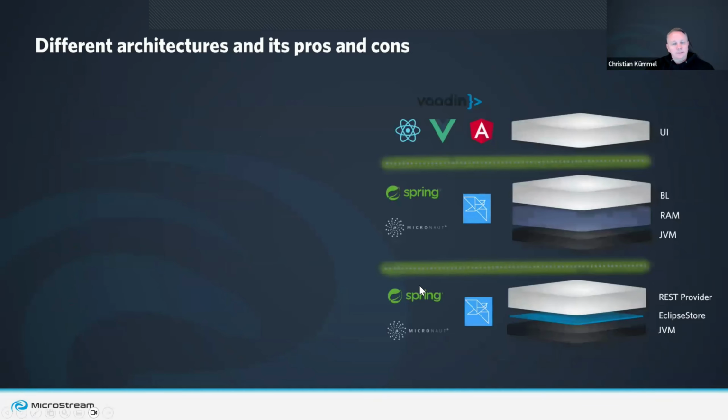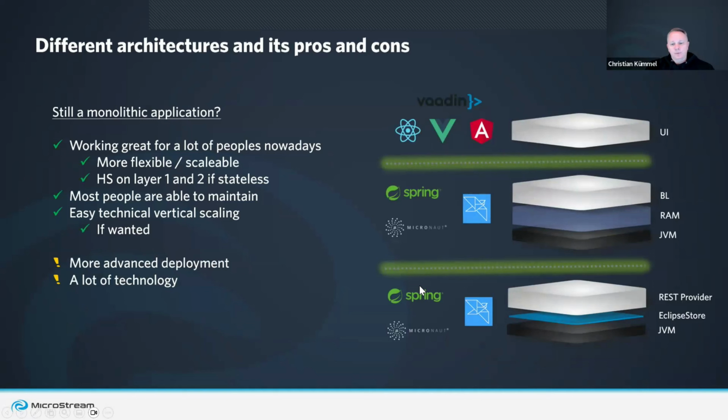Okay, so let's move to the next step. So we could build things like this. That means we could separate this into different layers. So we have a JVM here with EclipseStore. It's a REST provider, right? So it provides the data via REST.